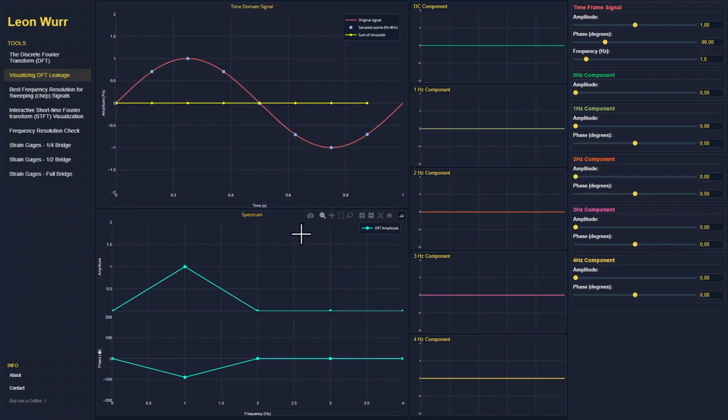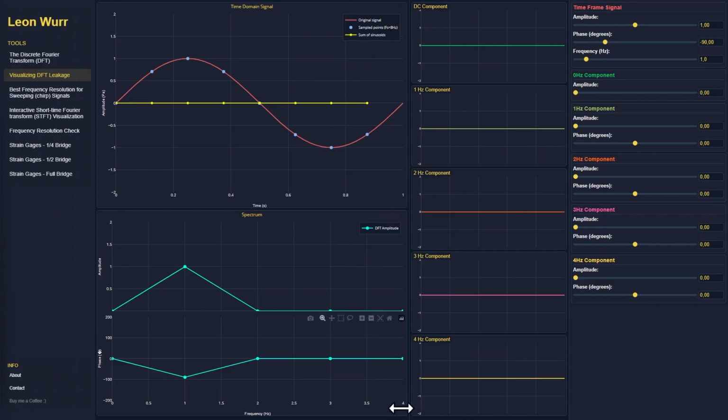Right, we have multiple graphs. Again, the top one is a time signal. I am using, again, a 1 Hz sinusoid sampled at a frequency of 8 Hz. Below, I have, again, a spectrum, but this time I am also showing the phase of the spectrum, so phase information and amplitude.